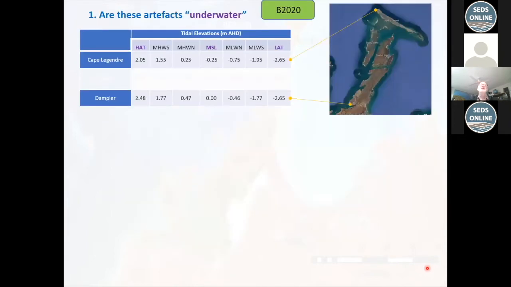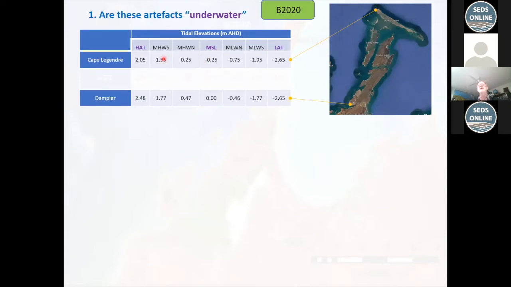So that was the context. Let's get to our first question. Are these artifacts underwater? So this is that peninsula. And there are two sites, one here at the Dampier port and one here at the Cape, about 30 kilometers apart, where we've got many decades of tide gauge readings.